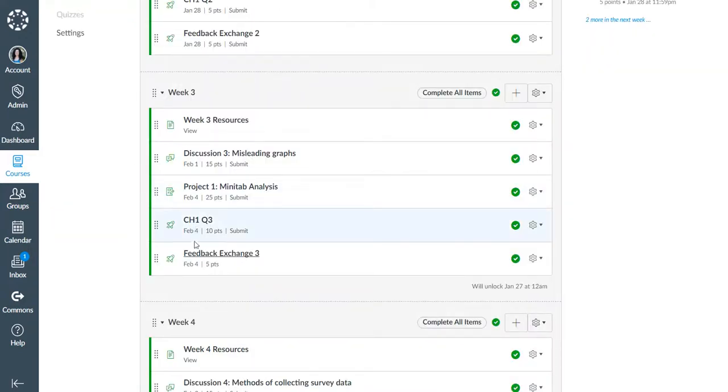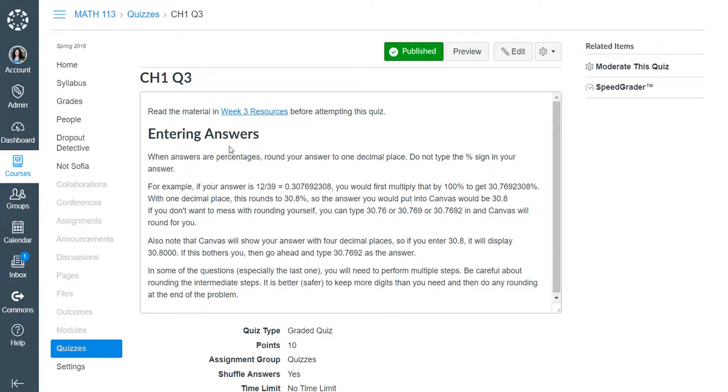And then the last thing, other than the feedback exchange, is the Chapter 1, Quiz 3. For this one, make sure to refer to the Week 3 resources that we already looked at. When entering answers, when answers are percentages, you can round your answer to 1 decimal, but do not type the percent sign. For example, if your answer is 12 over 39, you would first multiply that by 100, and then with 1 decimal, that rounds to 30.8. If you're worried about the rounding, you can just type 30.76 or 30.769 or whatever, and Canvas will round for you. So just be aware of this and make sure to think about it.